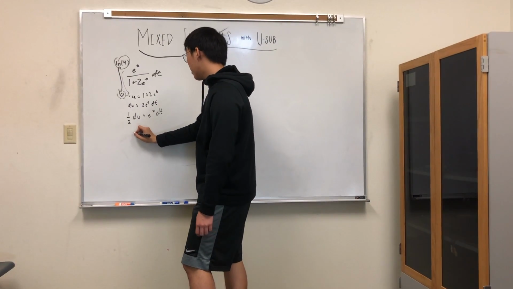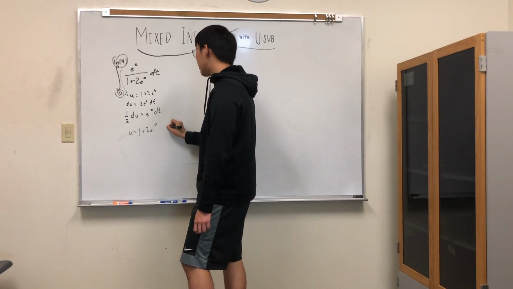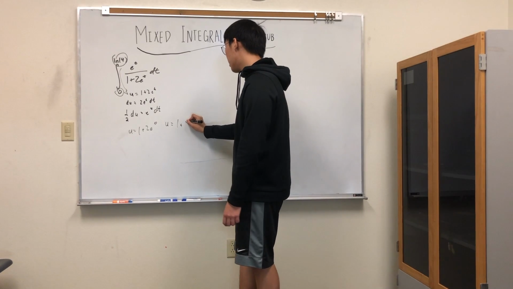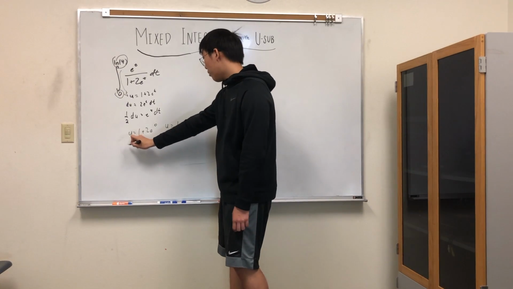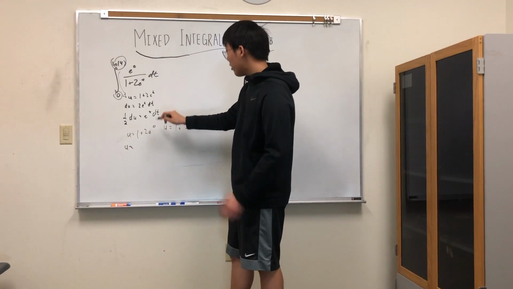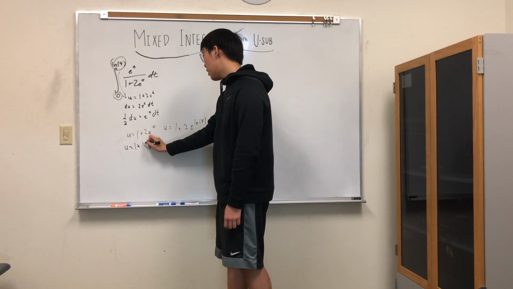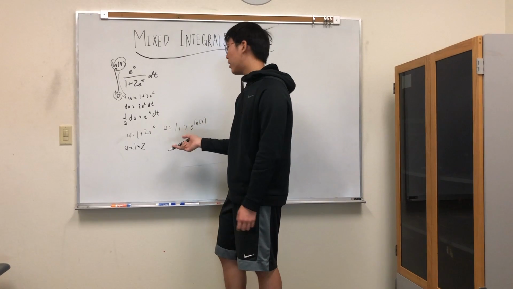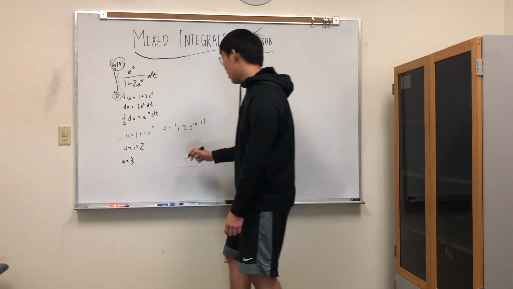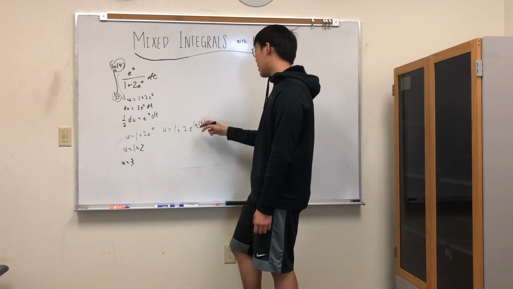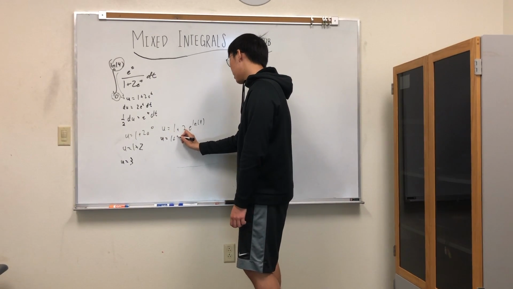So when we plug it in, we have u equals 1 plus 2e to the 0, and u equals 1 plus 2e to the ln 4. For the bound 0, it would be 1 plus 2, because e to the 0 is 1, and 1 times 2 is 2, which would make u equal 3. In this case, u equals 1 plus 2e to the ln 4 would be u equals 1 plus 2 times 8.